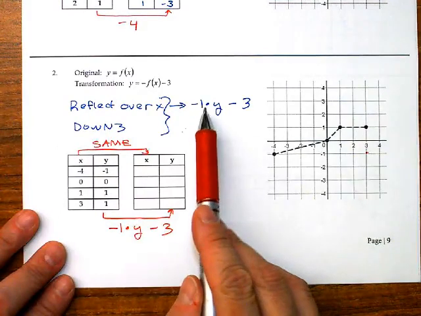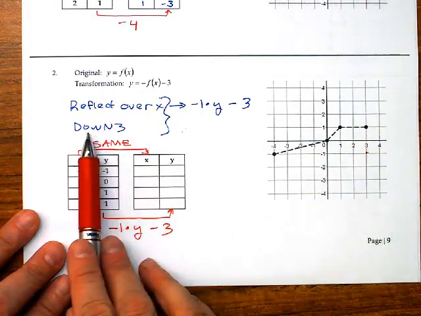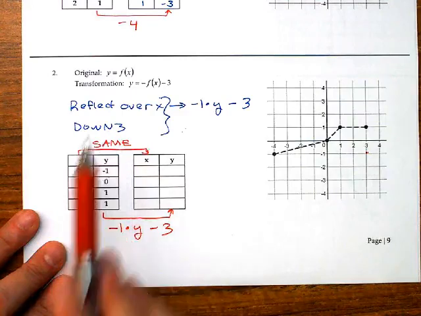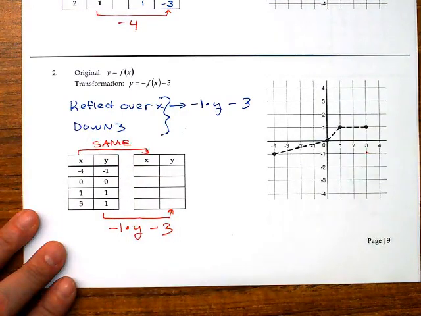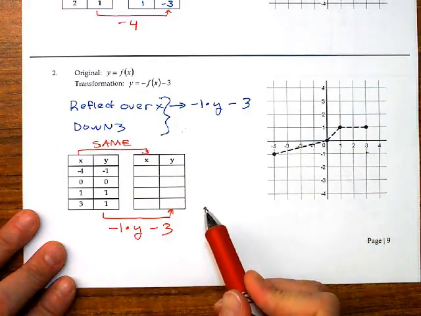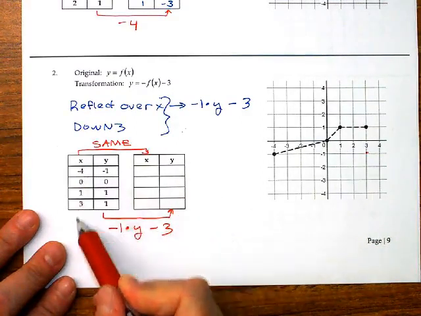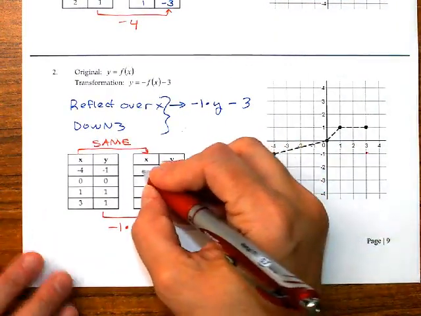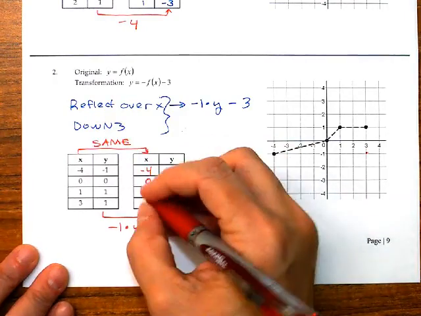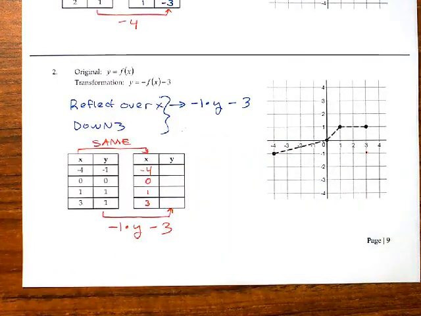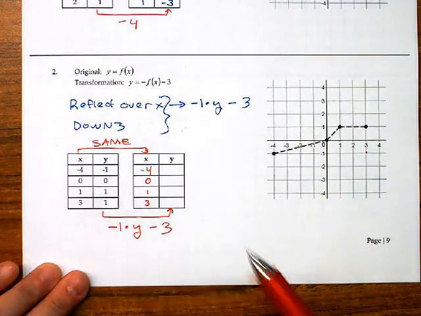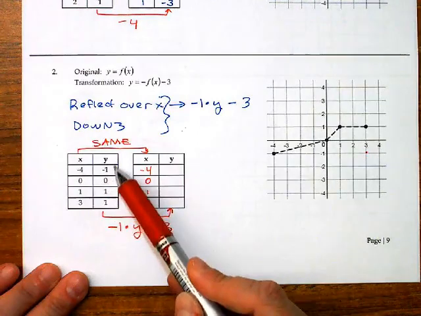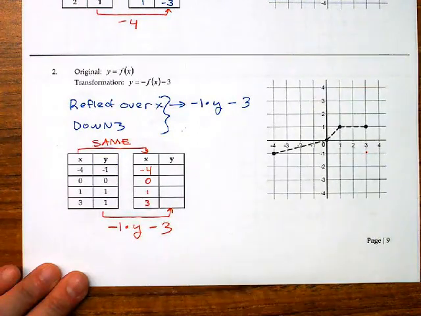So that operation happens first. Then we want to move everything down 3. That's going to decrease the y values by 3. Both of these transformations are vertical. That means the x values that we started with are going to be the exact same x values that we have on our transformed shape. But the y values, my friends, we've got 2 things to do. First, multiply each of these by -1 and then subtract 3.